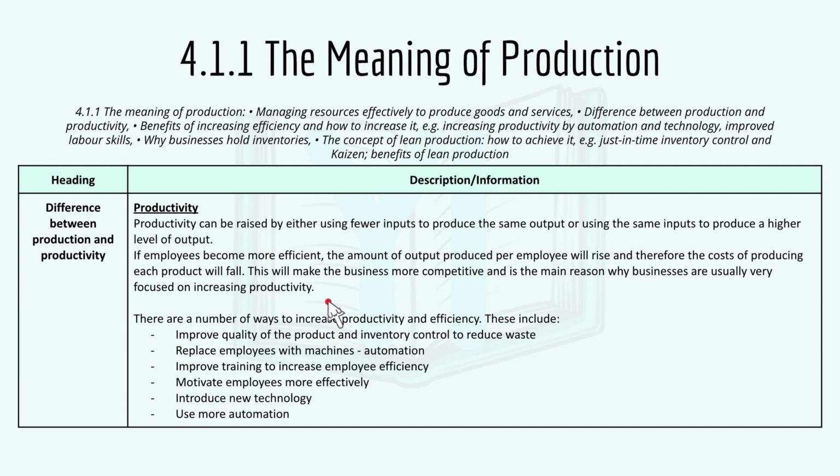And there are a number of ways to increase productivity and efficiency, and these include: number 1, improve quality of the product and inventory control to reduce waste. Number 2, replace employees with machines or automation. Number 3, improve training to increase employee efficiency. Number 4, motivate employees more effectively. Number 5, introduce new technology. And lastly, use more automation.